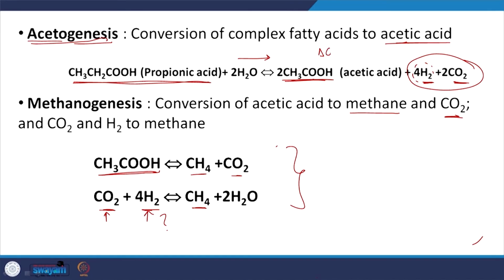As I mentioned, delta G should be negative, and if too much hydrogen or one of the products accumulates, that might not be the case, right. So, let us move on.